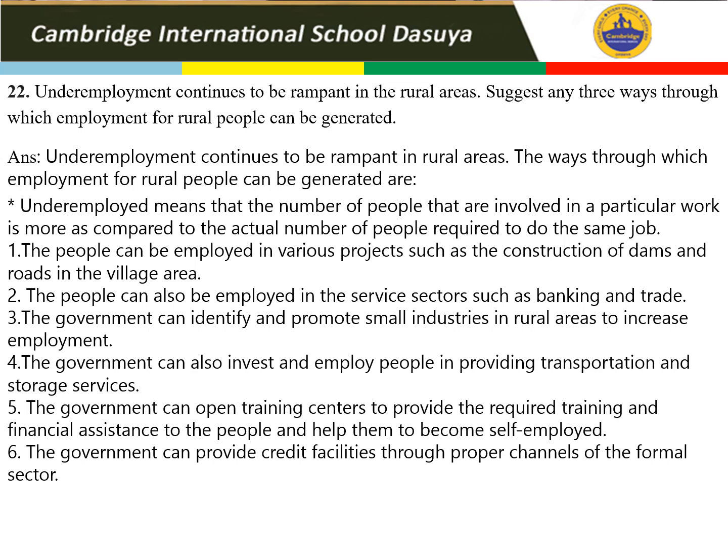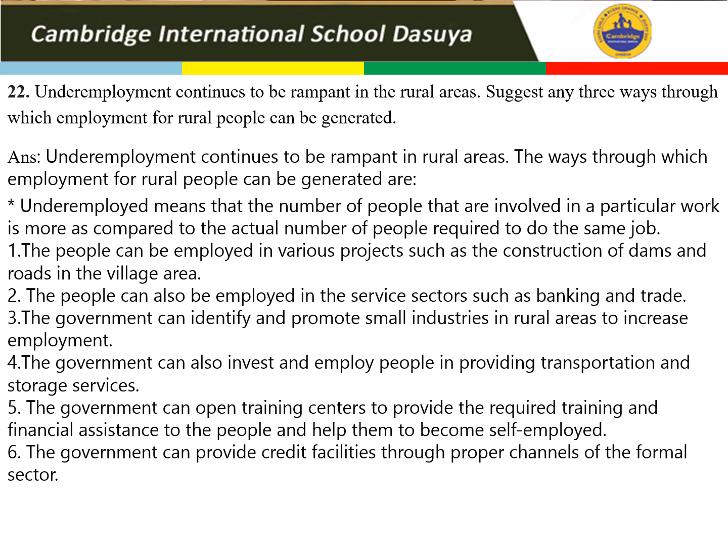So the first point is, we can start projects of construction of dams and roads in the village area. Then people can also start service sectors like banking and trade. Next is, they can start the promotion of small industries in the rural areas to increase employment. Fine. Next is to invest and employ people in providing transportation and storage services. So cold storage is something we already did. Fine. Next is the fifth point, that the government can open training centers, and they can even tell people to train other people with financial assistance.